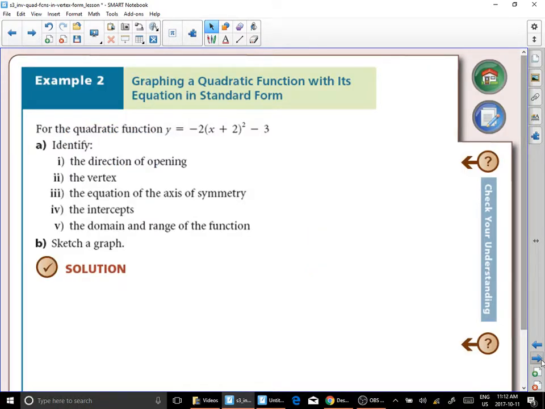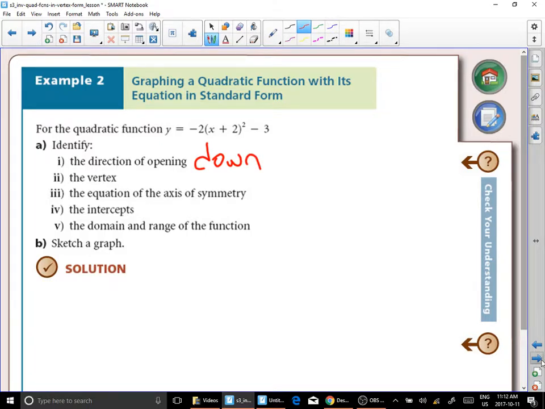So here's an example. It gives us an equation here, and we need to answer all these. In which way is it opening? What's the vertex? What's the equation of the axis of symmetry? What are the intercepts? And what is the domain and range of the function? And then sketch the graph. So we'll start off with the direction of opening. Is this opening up or down? Why? Down because A is negative. That's brilliant. Good.